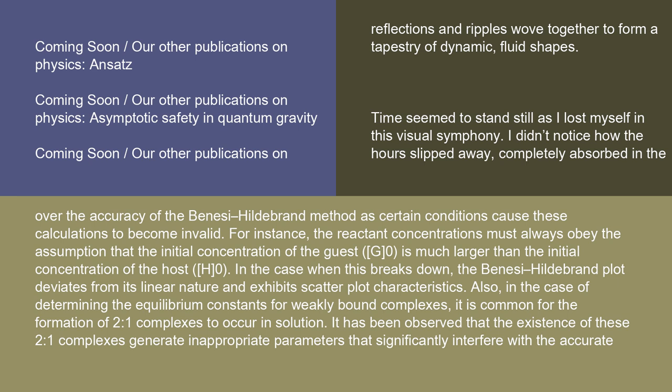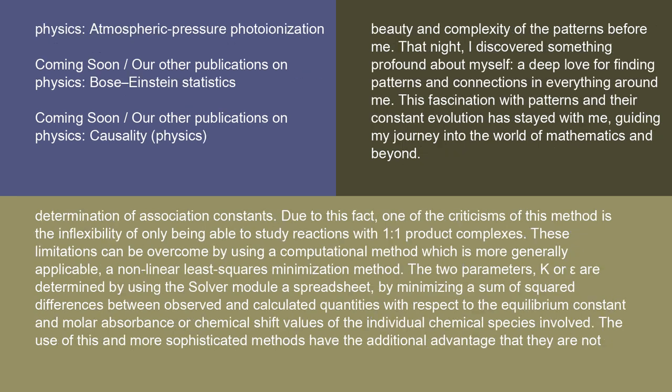Also, in the case of determining the equilibrium constants for weakly bound complexes, it is common for the formation of 2:1 complexes to occur in solution. It has been observed that the existence of these 2:1 complexes generates inappropriate parameters that significantly interfere with the accurate determination of association constants. Due to this fact, one of the criticisms of this method is the inflexibility of only being able to study reactions with 1:1 product complexes.